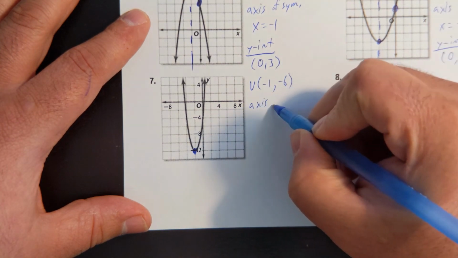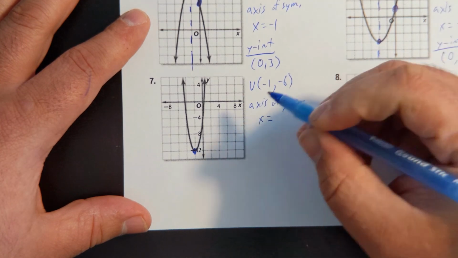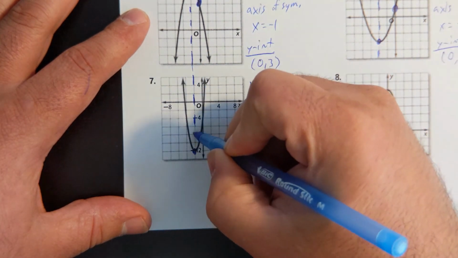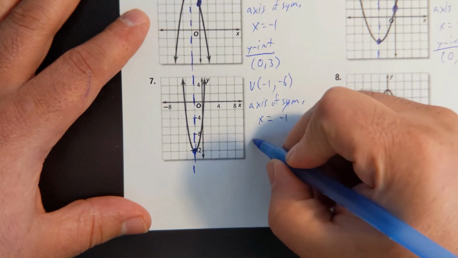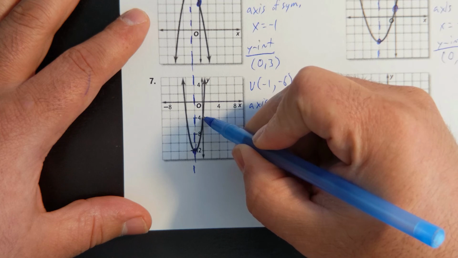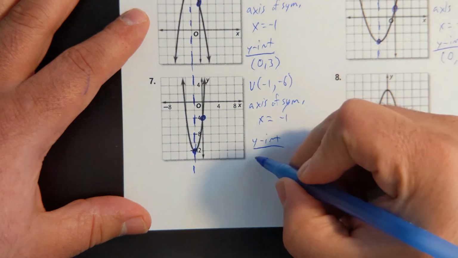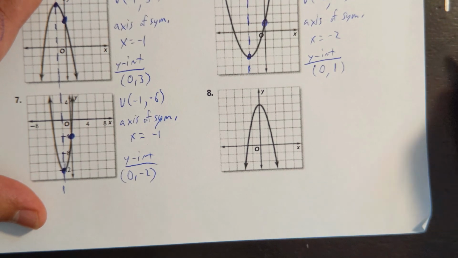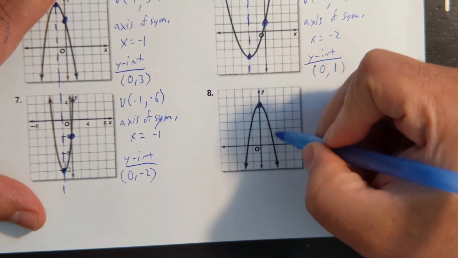The axis of symmetry would be x equals -1, because that is the x-coordinate for the vertex. And then your y-intercept, it looks like it's actually crossing here. So x is 0, y is -2. Last one. The vertex is right there where it changes directions.